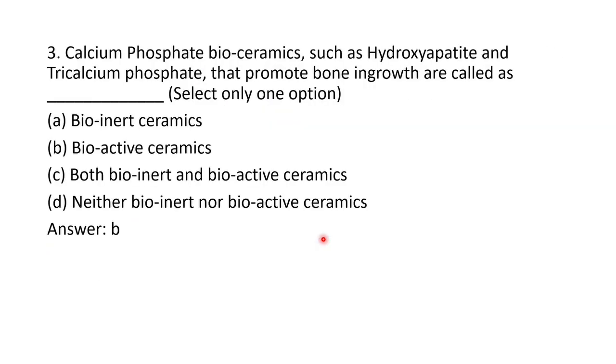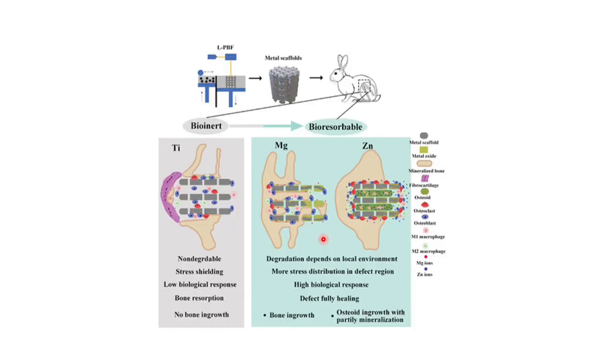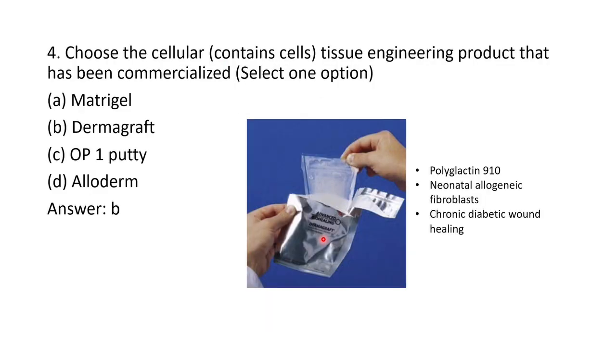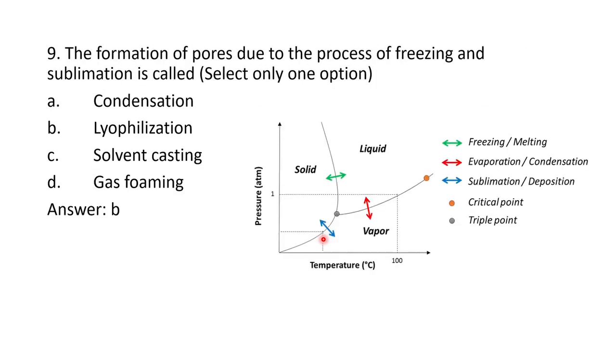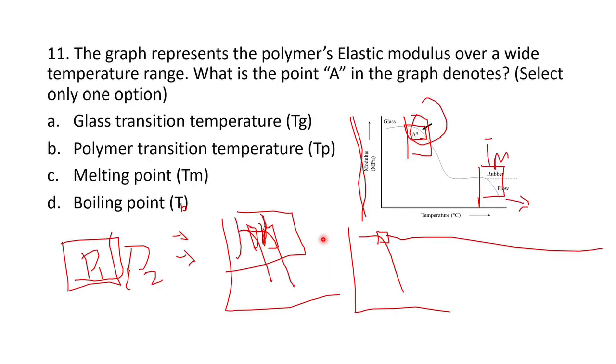Ma'am, can you please explain the question where it was given about the graph for the Young's modulus versus temperature? Oh, yeah, one second. Yeah, is this the one? Yes, ma'am. Okay. So in this question, what they have asked is to find what this point A is.